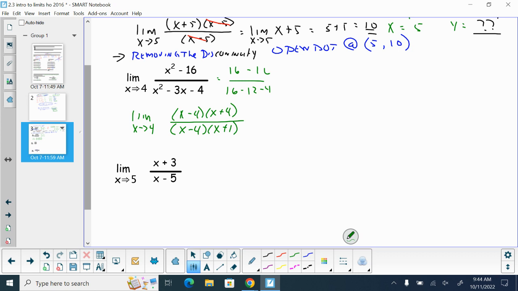Factors: x minus 4, x plus 4 on top, x minus 4, x plus 1 on the bottom. The x minus 4s go bye-bye. So we're left with 8 over 5 for our value of the limit, plugging in the value of 4. So what we would get on a graph, we get an open dot at the ordered pair 4 and 8/5.